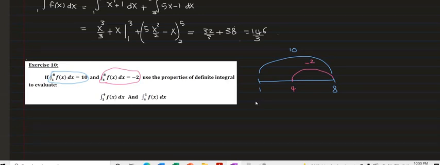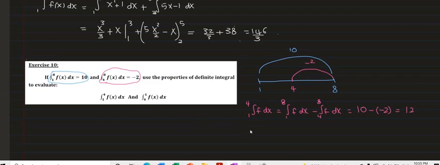So we have discussed the other property that the integral from a to b can be divided from a to c and then from c to b, if c is enclosed by a and b and f is continuous. So you can say that the integration from 1 to 4 of f dx is equal to the integration from 1 to 8 of f dx, and we subtract the integral from 4 to 8 of f dx, right? And hence we have 10 minus negative 2, which is equal to 12.